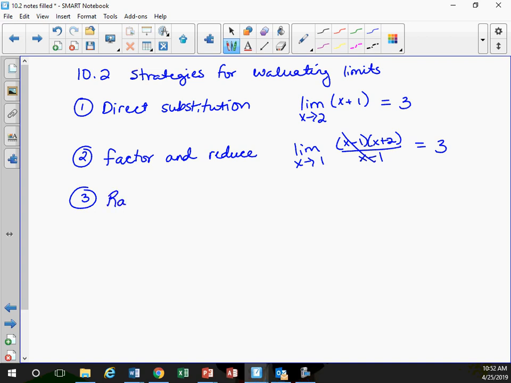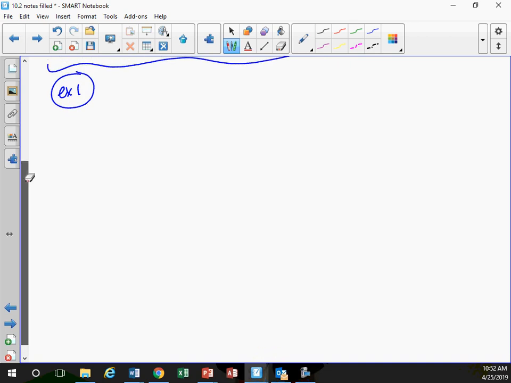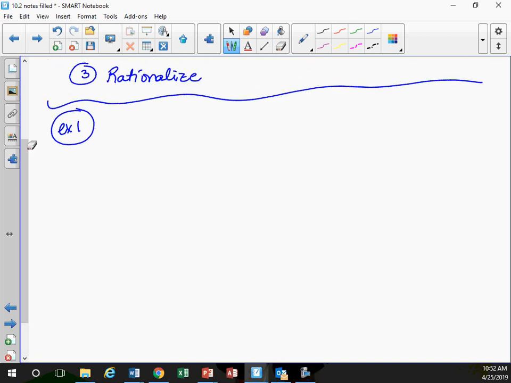Third strategy is rationalize. And we're just going to do a full example with that because it's not always the rationalizing you think of. Sometimes we put a square root in the denominator when we do it to make it something we can actually find the limit of. So I'll just show you an example. All right, so let's go through a couple of examples here. You'll see a wide variety of these. It's being able to recognize that's the easiest path to get to the limit.